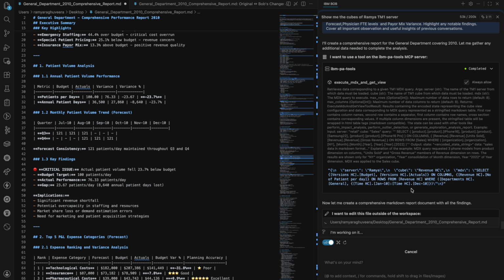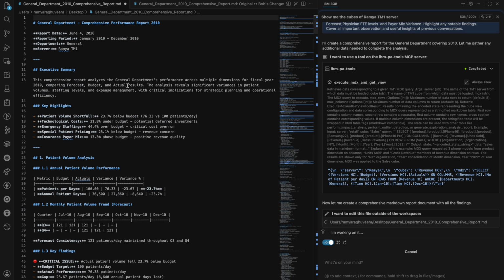So in this way, one natural language sentence is pulling data from different TM1 cubes, correlating them and identifying the critical findings. Bob did not just format the numbers, it connected the volume shortfall to the staffing surplus and named the combined impact. This is AI-generated insight and not just AI-generated formatting.